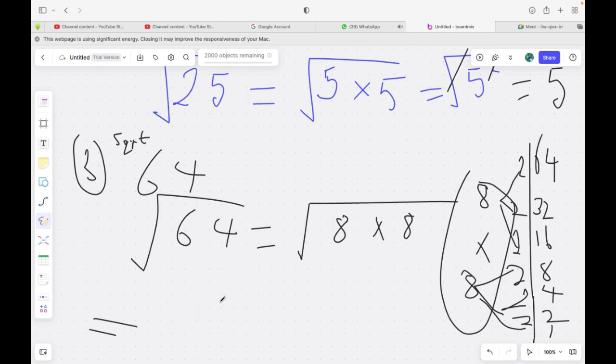So I draw my square root, I write 8 squared, because it's repeated twice, 8 times 8. Like we said, the square cancels the square root, and the answer is 8. So the square root of 64 is 8.